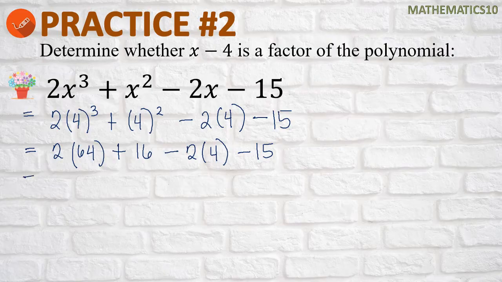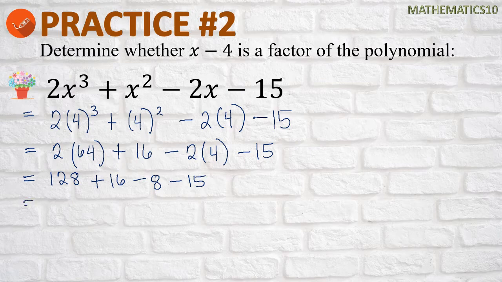And next to that, after evaluating the ones with exponent greater than 1, we are going to proceed with multiplication. So the terms which we need to multiply, we need to evaluate this time. So 2 times 64, 128. Then I'll just copy the 16 for now. So negative 2 times 4, negative 8. And I'll just copy the 15 as well.